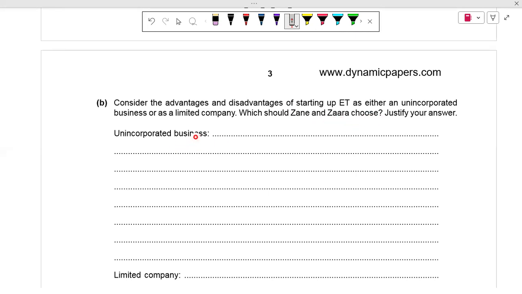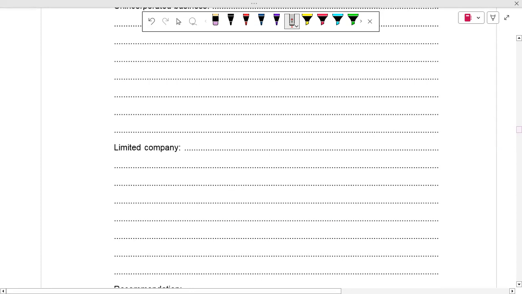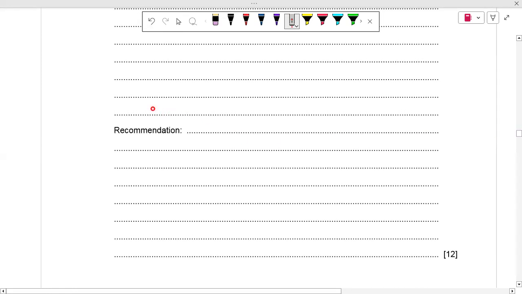So it means that we have to write some positive and some negative points of an unincorporated business, and the same thing we will do with the limited company. It means that we will write one or two positive points related to the limited company, and one or two negative points related to the limited company. Okay, and after that we will conclude our answer in our recommendation.